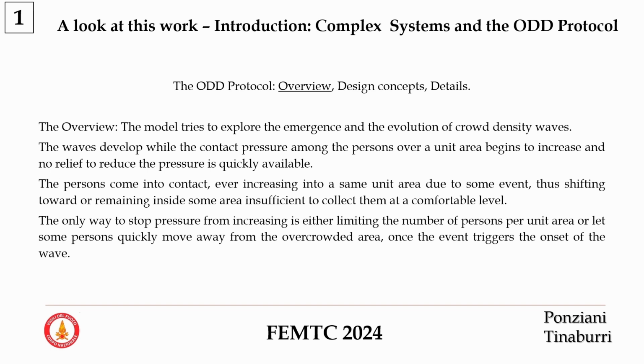The overview. The model tries to explore the emergence and the evolution of crowd density waves. The waves develop while the contact pressure among the persons over a unit area begins to increase, and no relief to reduce the pressure is available. The persons come into contact, ever increasing into the same unit area with insufficient space to collect them at a comfortable level. The only way to stop pressure from increasing is either limiting the number of persons per unit area or let some persons quickly move away from the overcrowded area once the event triggers the onset of the wave itself.